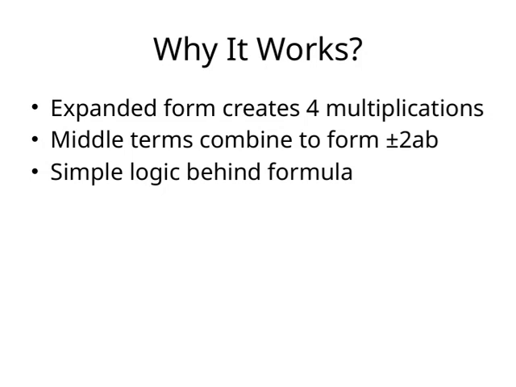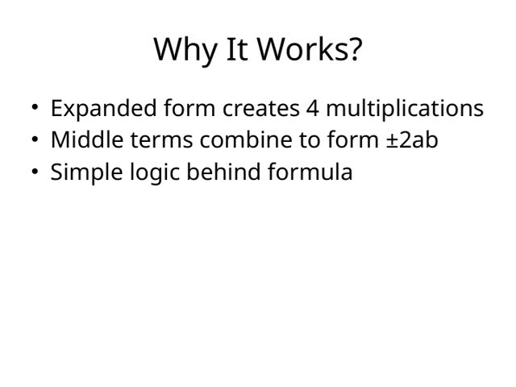All right, let's break down why the formula works. When we expand a binomial like (a + b)², it actually creates 4 different multiplications. These come from multiplying each term by every other term: a times a, a times b, b times a, and b times b.